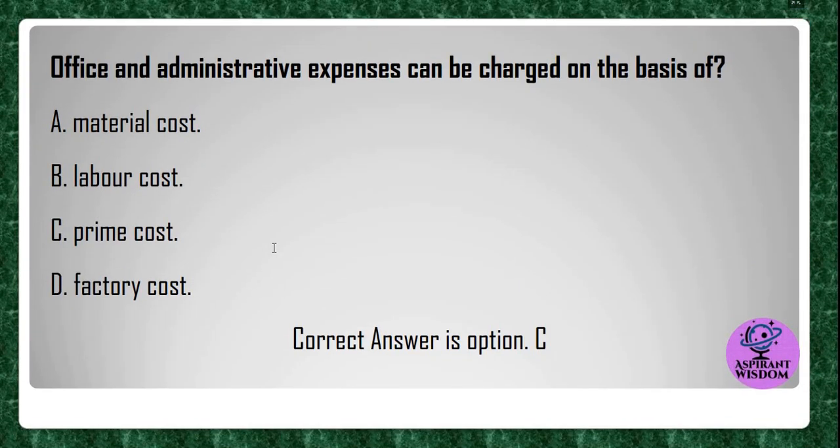Office and administrative expenses can be charged on the basis of: A. Material cost, B. Labor cost, C. Prime cost, D. Factory cost. Correct answer is option C.